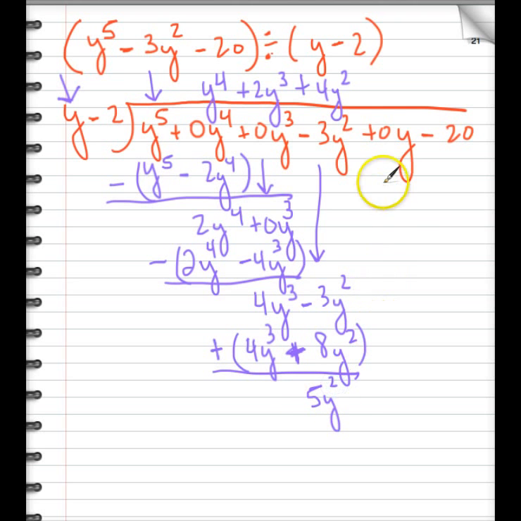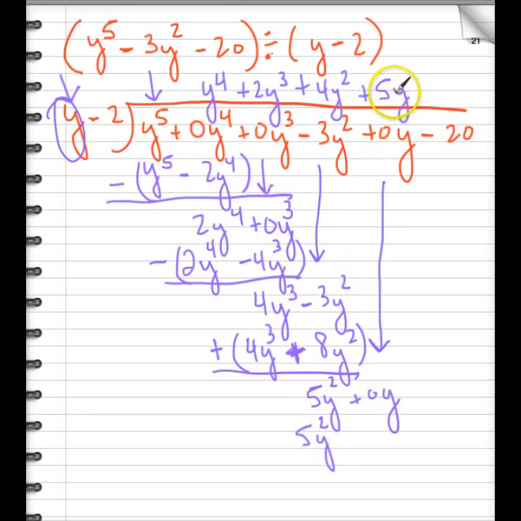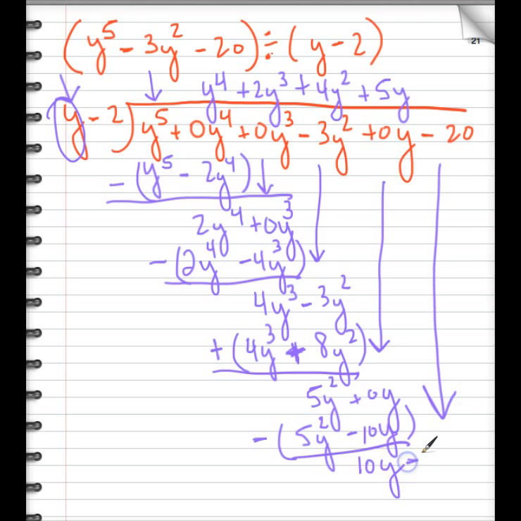Bring down the next term, which is plus 0y. Ask yourself the question, y times what is 5y squared? That would be 5y. Multiply back, you get 5y squared, and 5y times negative 2 is negative 10y. Subtract. 5y squared minus 5y squared, gone. 0 minus a negative, that's plus 10y. Finally, bring down the minus 20.